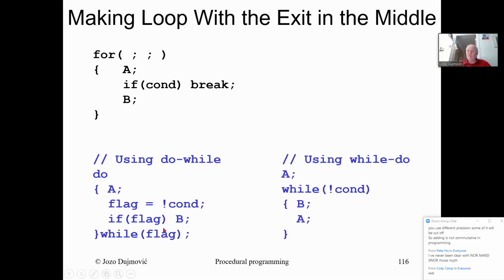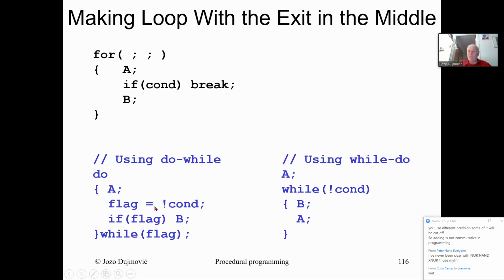Now the question is, why not put the condition here? Well, because of this B. B can modify this condition. If the condition is that X is 0 and B is incrementing this X, then this flag will save you to memorize what the condition was at the moment when you had to exit.